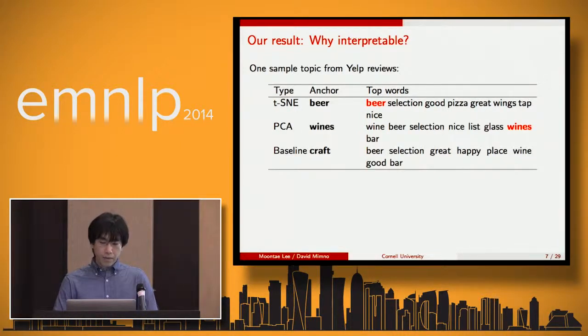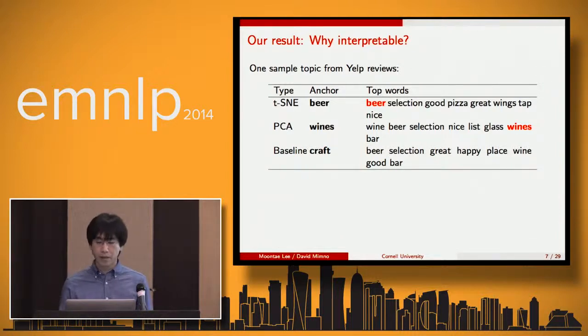And here we have three different topics. The way we generated this table is we first pick one topic from our anchor model. Then we pick two topics from other models: one is another baseline method, PCA, and the other baseline is from previous work. Those two topics are selected as the most similar to our topic. Our topic, which you've already seen, is about beer, and the second topic is about wine.